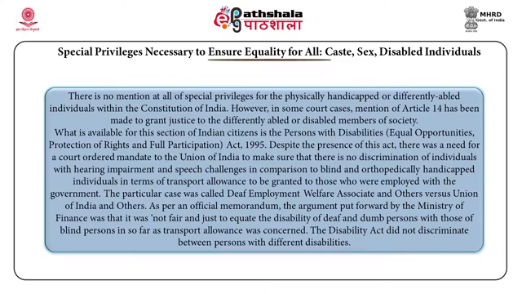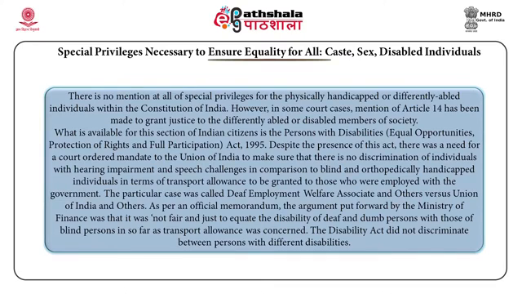Union of India to make sure that there is no discrimination of individuals with hearing impairment and speech challenges in comparison to blind and orthopedically handicapped individuals in terms of transport allowance to be granted to those who were employed with the government. The particular case was called Deaf Employment Welfare Associate and Others versus Union of India. As per an official memorandum, the argument put forward by the Ministry of Finance was that it was, and I quote, "not fair and just to equate the disability of deaf and dumb persons with those of blind persons, insofar as transport allowance was concerned."